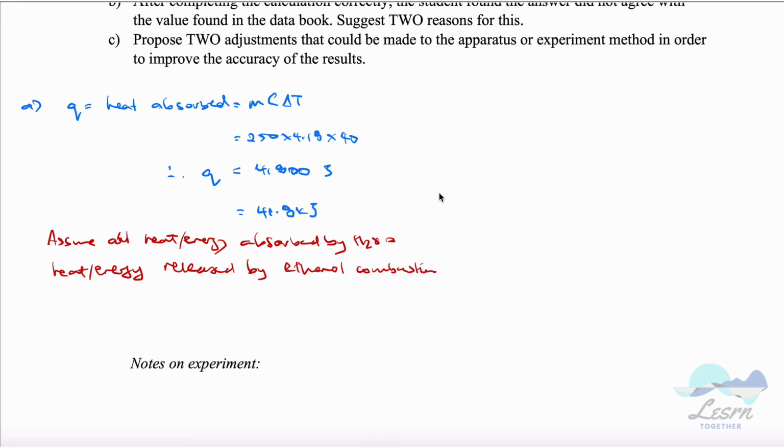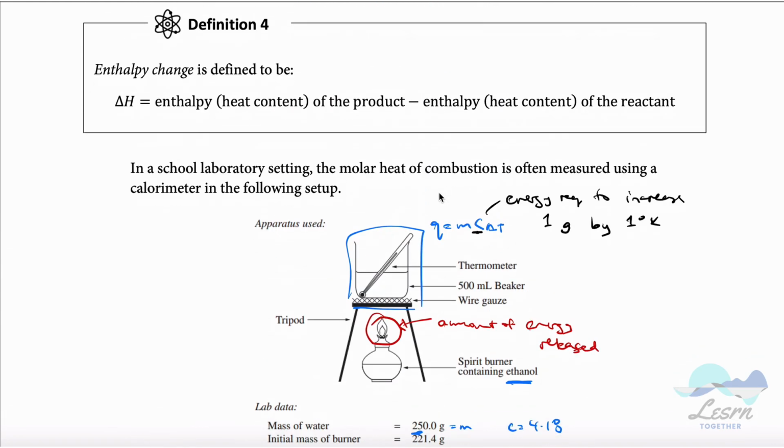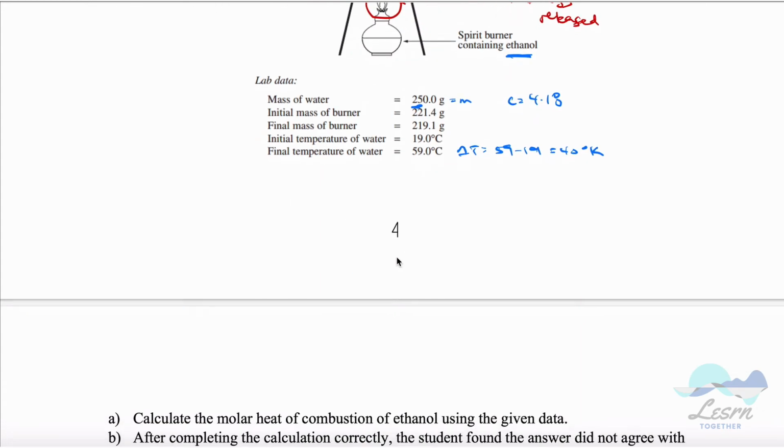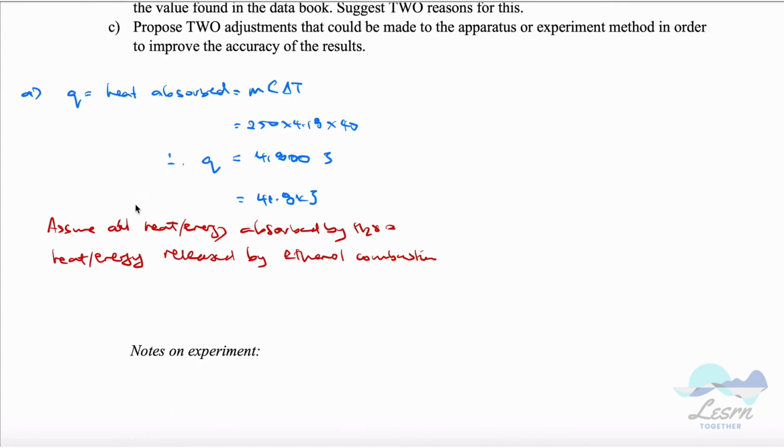Right, so we're assuming that all the energy released by this reaction has gone into heating up this water. Okay, and we'll talk about this assumption in a sec because it's not the correct assumption to make, but that's the assumption we need to make to do the calculation. So we assume all the energy absorbed by the water, by the H2O, is equal to the heat or energy released by the ethanol combustion reaction. So then we can do our delta H calculation, right?